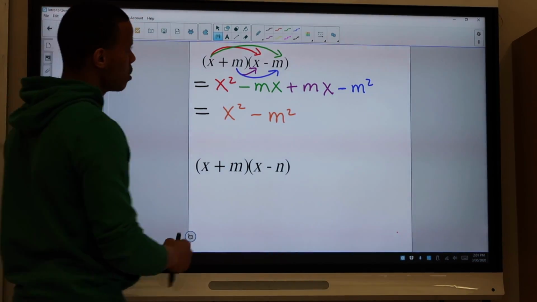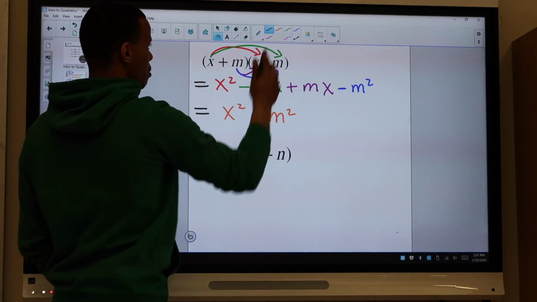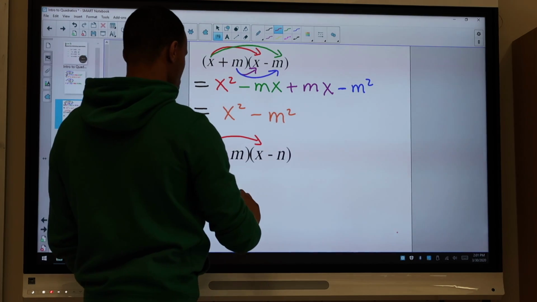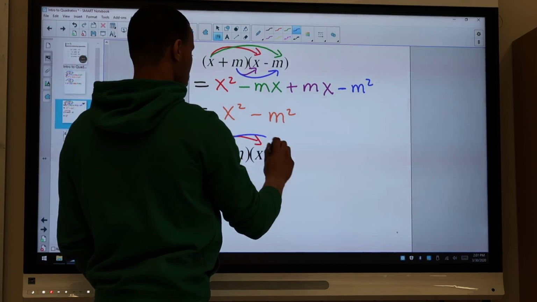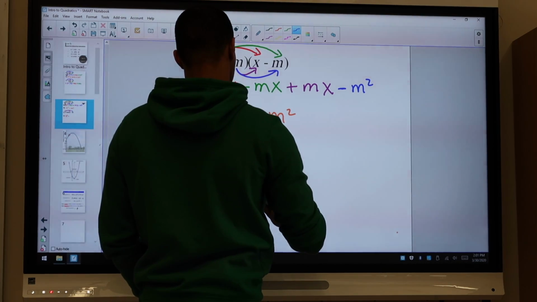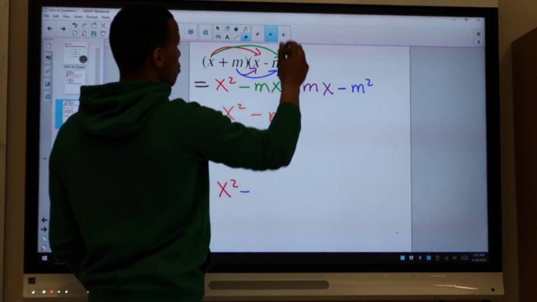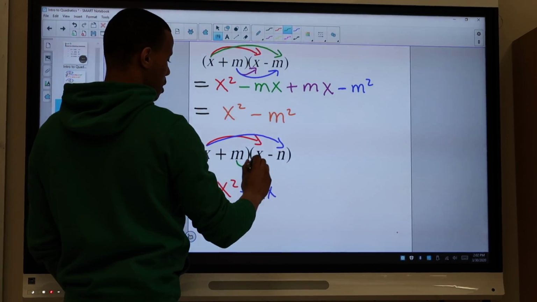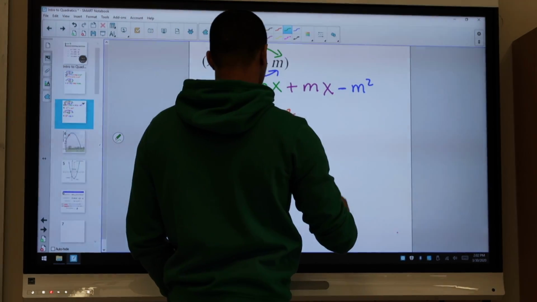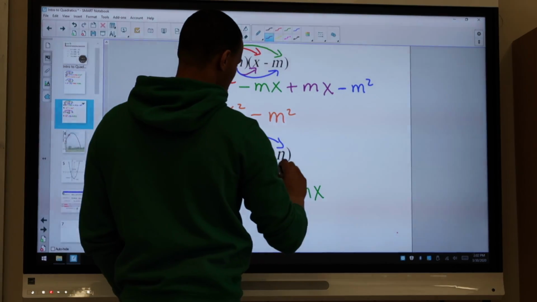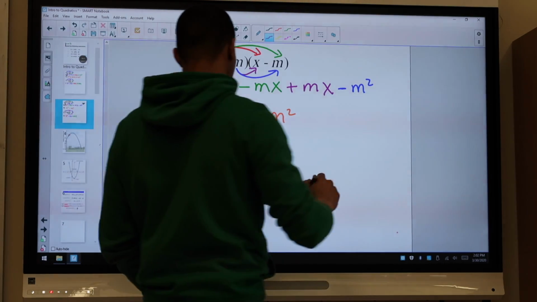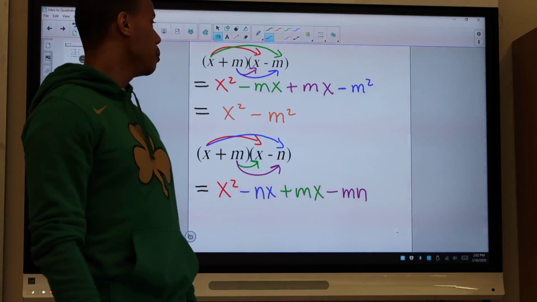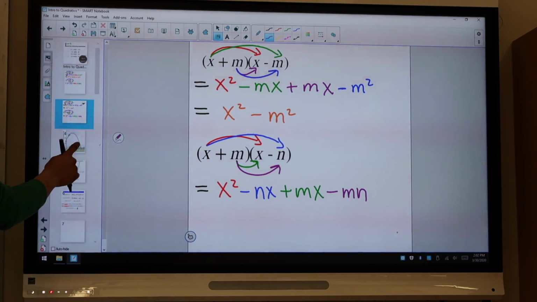So now for your next one, again, we'll do the same process. This will be equal to, and then x times x is going to be x squared. X times negative m is going to be negative, let me fix that. This will be negative mx, and then you have that m times x will be plus mx. And for your last one we have m times negative m. A positive times a negative will be negative, and then this will be m squared. And that'll be all.